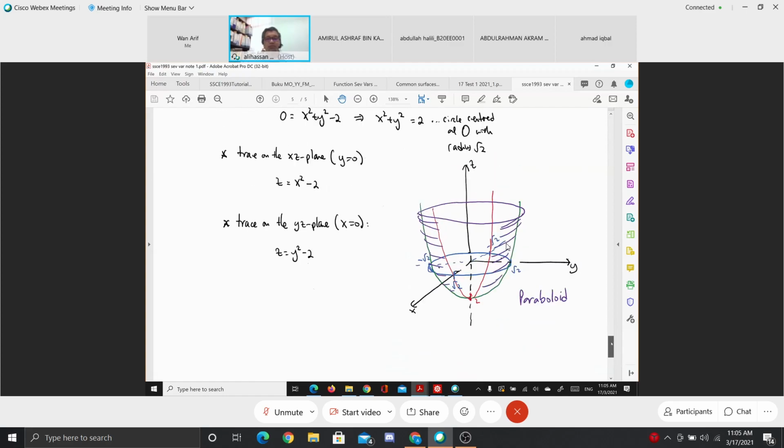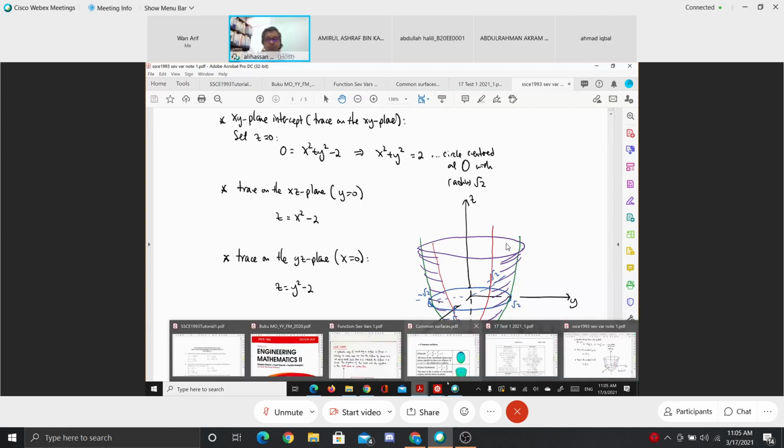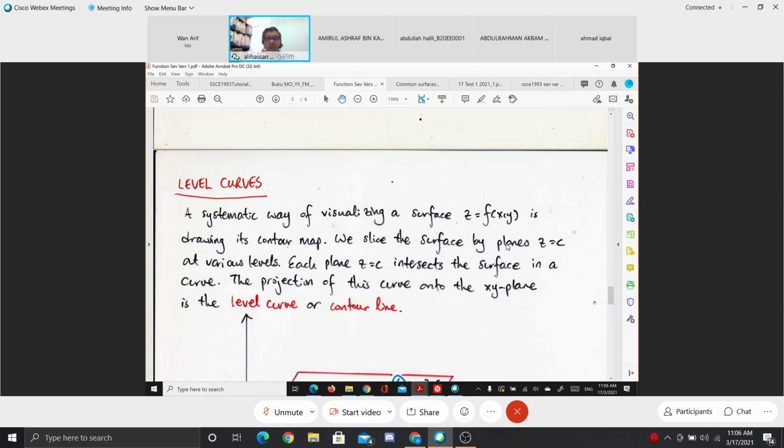Another helpful piece of information is to sketch what is called the level curves. This information on level curves also sometimes gives useful information to sketch the graph of a surface. So what are level curves? A systematic way of visualizing a surface z equal to f(x,y) is drawing its contour map.